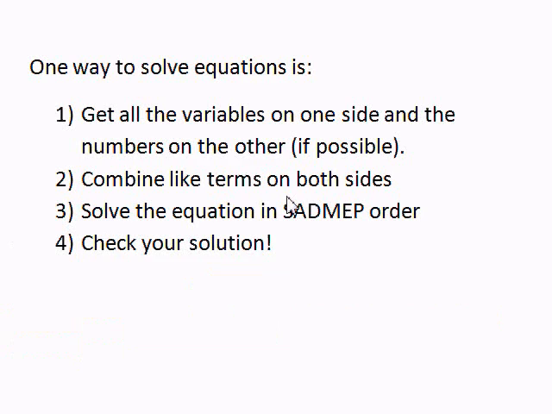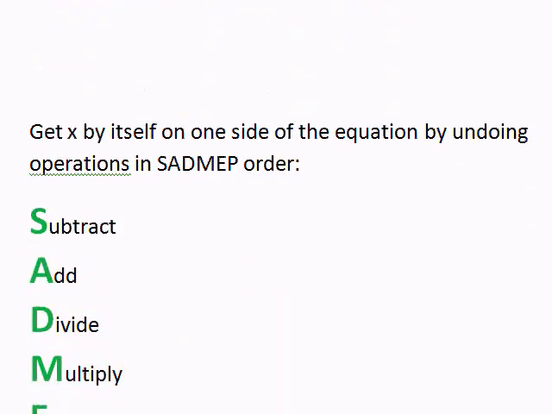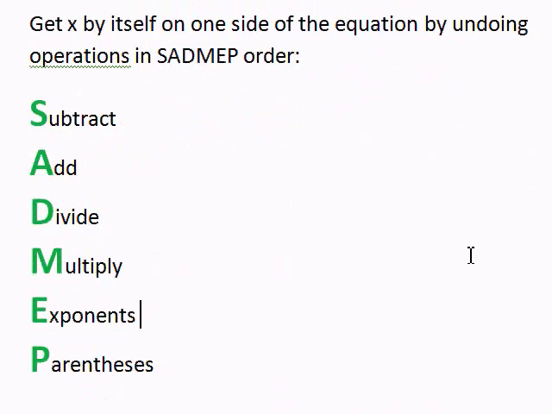The way I'm going to solve equations in this video is to get all the variables on one side and the numbers on the other, combine like terms on both sides. I'm going to solve the equation in SADMAP order, that's going in the reverse or the opposite order of operations, and then if it's not too ugly of a solution, I'm going to check the solution. As a review, SADMAP represents the order of operations in reverse. The S stands for subtraction, A for addition, D for division, M for multiplication, E for exponents, and P for parentheses.